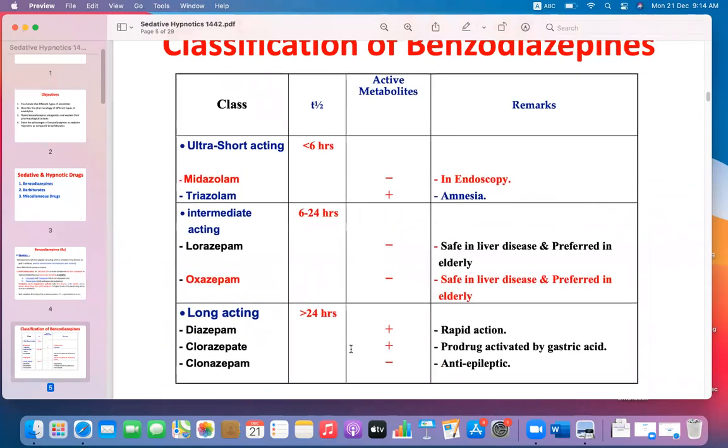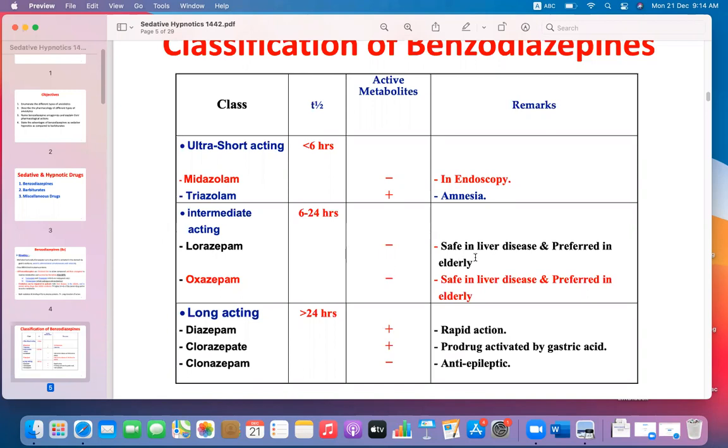Now, generally, midazolam is used in endoscopy. Midazolam is indicated in endoscopy. Triazolam causes amnesia. Amnesia is considered a short-term loss of memory. The patient is unable to recall what happened during the drug period.